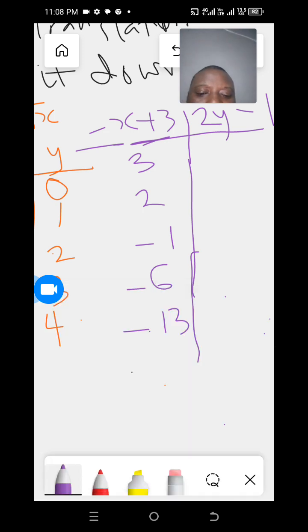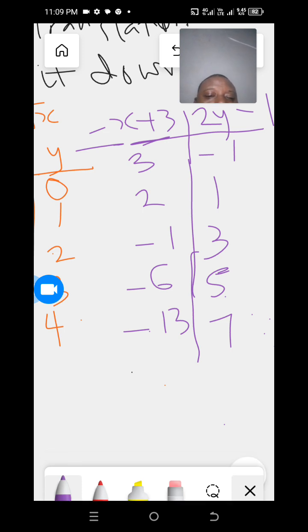So let's see the second one, which is the y. When y is 0, we have 2 times 0, 0, 0 minus 1, we have minus 1 here. When y is 1, we have 2 times 1, 2, 2 minus 1, 1. When y is 2, that is 2 times 2, 4, 4 minus 1, 3. When y is 3, 3 times 2, 6, 6 minus 1, 5. And when it is 4, 8, 8 minus 1, 7. So this is what we need.